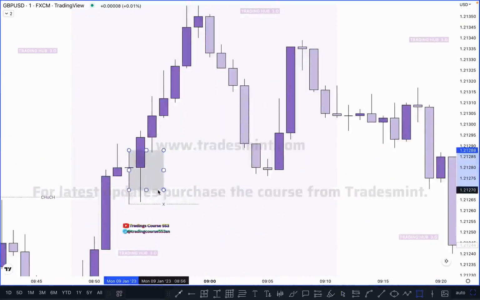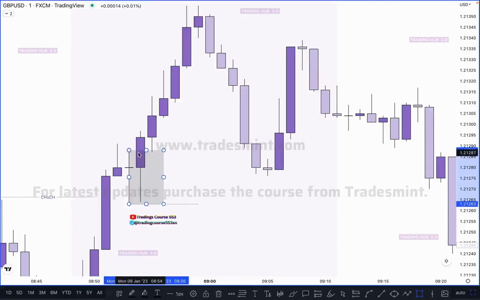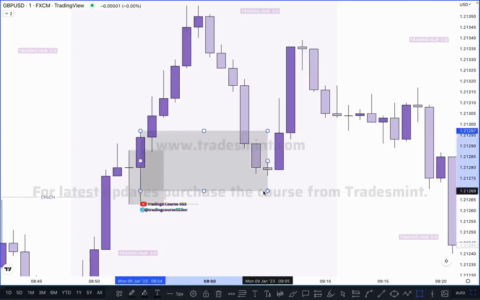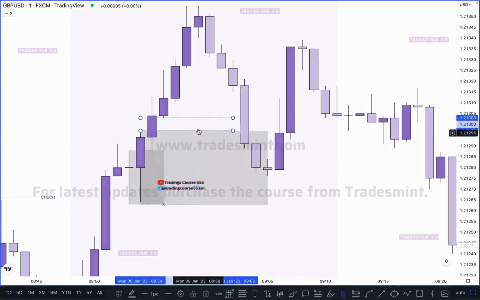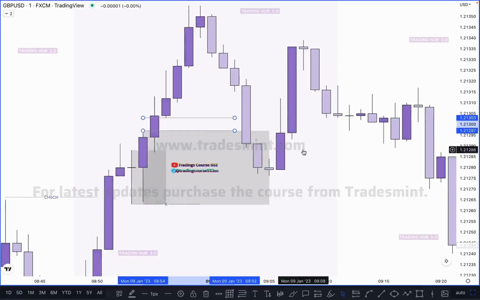If I zoom in here, you can see this pullback mitigates this order block, so we can't use it as an order block. You have to move your order block to the next candle, which is here, right? So this becomes our valid order block. Why? Because there is proper imbalance here. This candle's high is here and the next candle's low is here in a bullish market, right? So the imbalance is here and this candle took out the liquidity, so this order block is valid. But this is not an entry point, just identification of an order block.